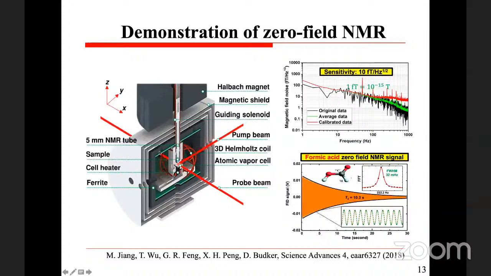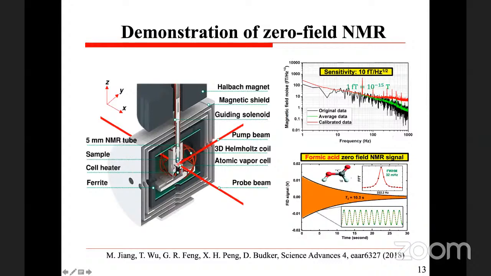The zero field region is produced by a 5-layer magnetic shield. Inside, the residual magnetic field is usually below 1 nanotesla. We also calibrate the magnetic field sensitivity of the magnetometer. We can see from this figure it is about 10 femtotesla per root hertz in the low frequency. So in this region it is more sensitive than the traditional inductive coils.